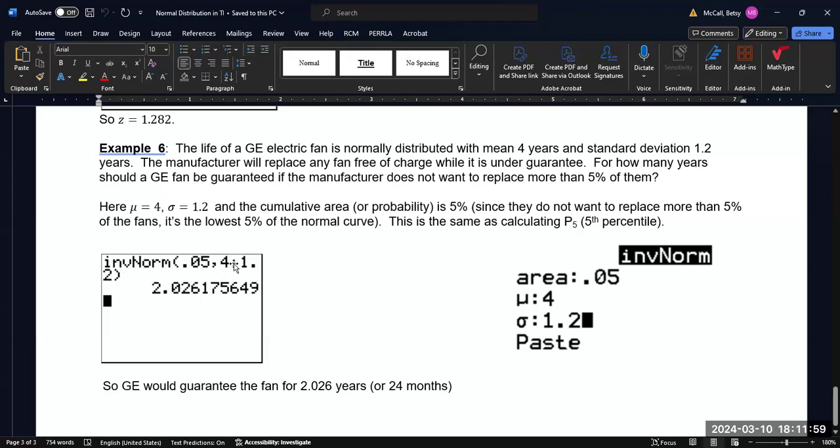And again, because you've entered a mean that is not 0 and a standard deviation that is not 1, this is a year's value. So it's not a standard score, it's an actual number of years, which is the units that our mean is in. So in this case, GE should guarantee the fan for basically 2 years or around 24 months. And then beyond that, if it lasts longer, great. If not, we're only warranting those 5% of fans that fail sooner than they should.